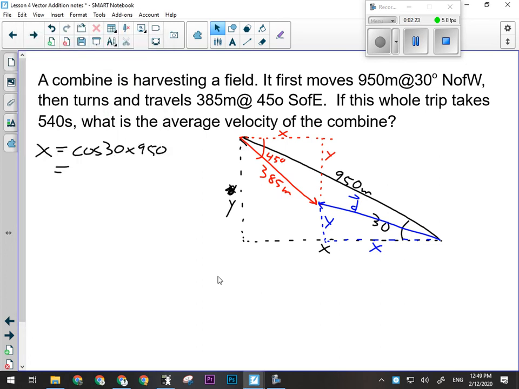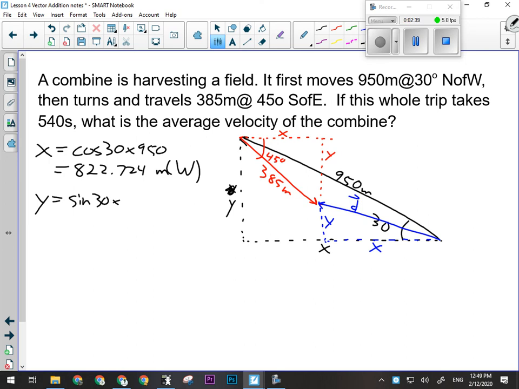So that side's going to be 822.724. Obviously, we're going to keep all the decimals when we do any other calculations. That's going to be meters, and it's west. My y component is the opposite side, so it'll be the sine of 30 times 950, which should be 475 meters north. Everybody all right with that so far?